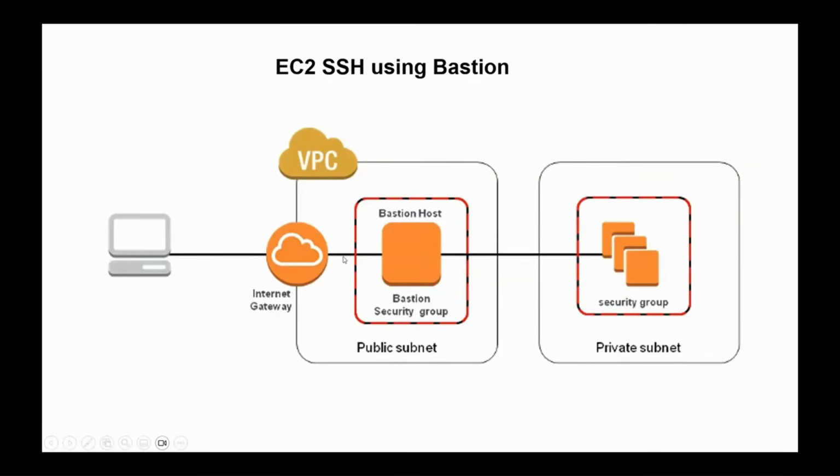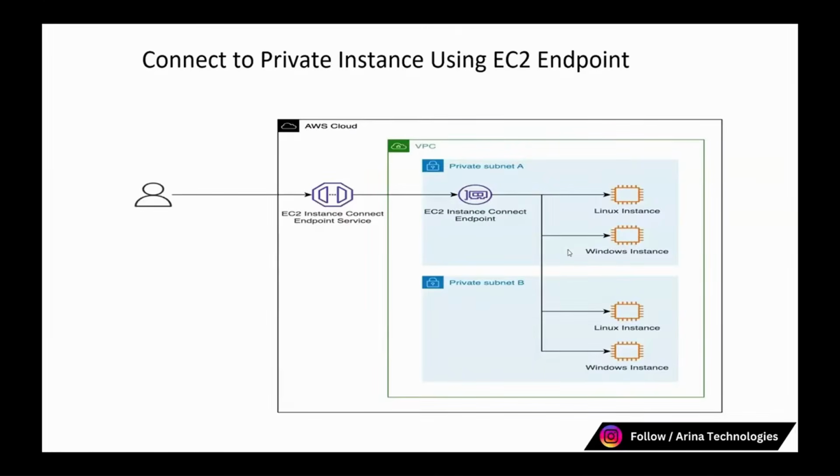From your laptop, you would either RDP to a Bastion, which is usually Windows because of the UI, and then you can SSH to the VM. Now, what AWS has recently introduced is a service, the EC2 Instance Connect Endpoint. Using that, you do not need to connect using a Bastion. You could do the same using an EC2 instance endpoint.